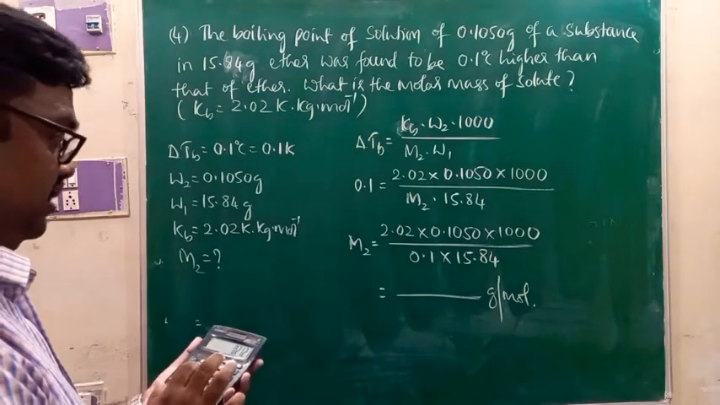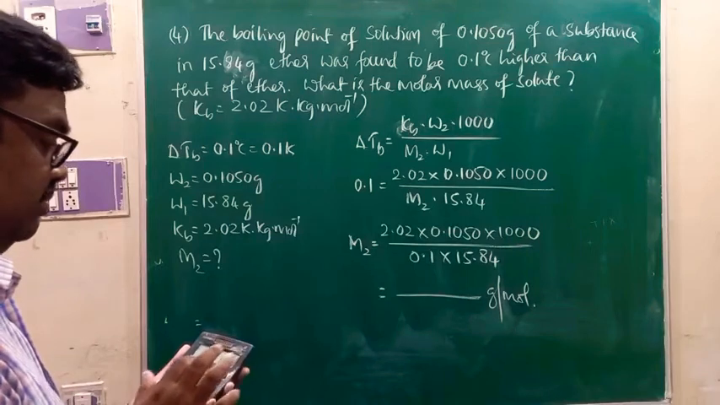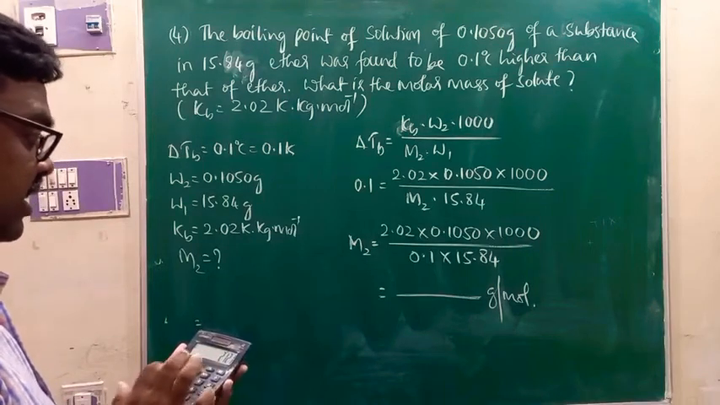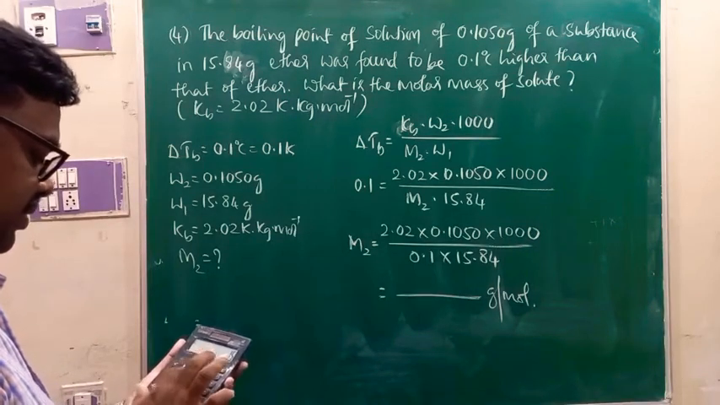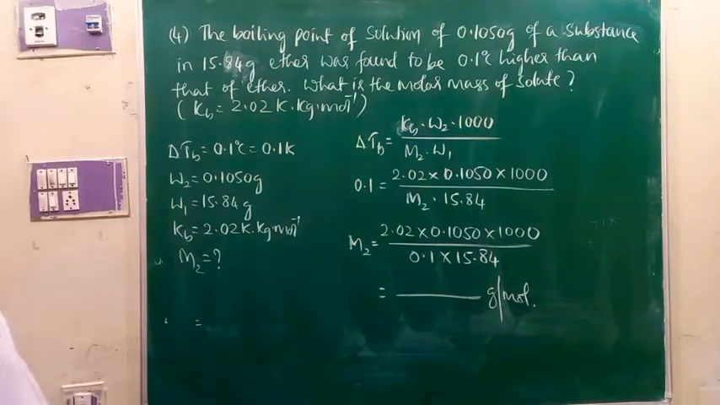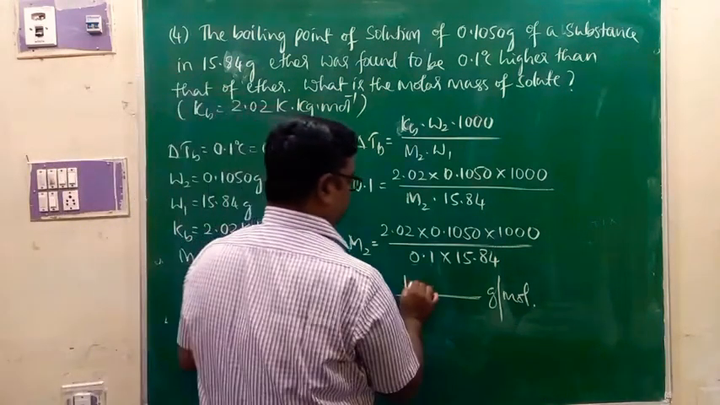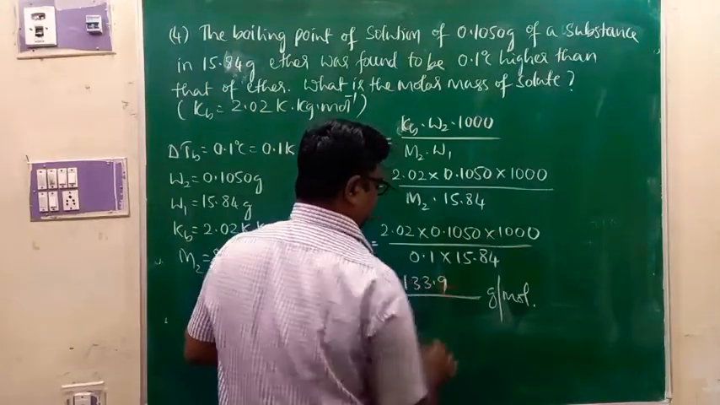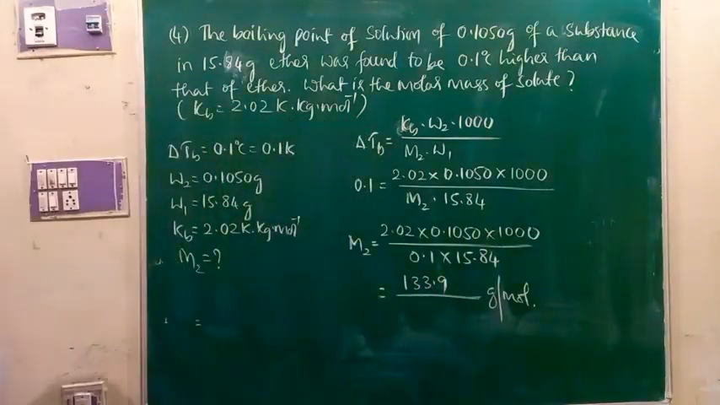0.1050 into 1000, right? Divided by 0.1 divided by 15.84. It comes out to be, yes, 133.9 gram per mole. That is the molar mass of the solute dissolved in ether.